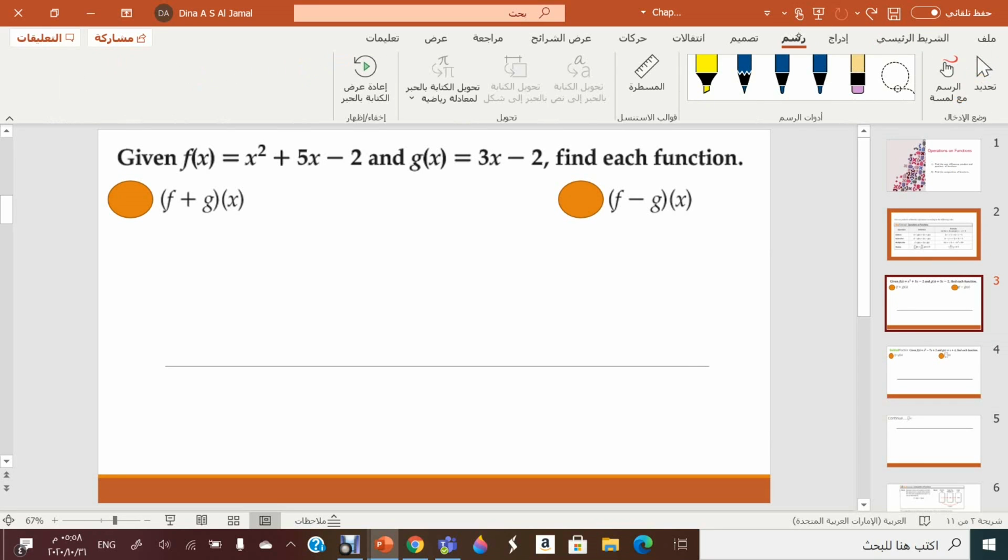So first of all, he's giving you f of x and g of x. What is the operation between them? It is addition. So let's imagine that I'm required to find f of x plus g of x. So this is what they meant by f plus g of x. So let's now put it together. So what is f of x? It is this one.